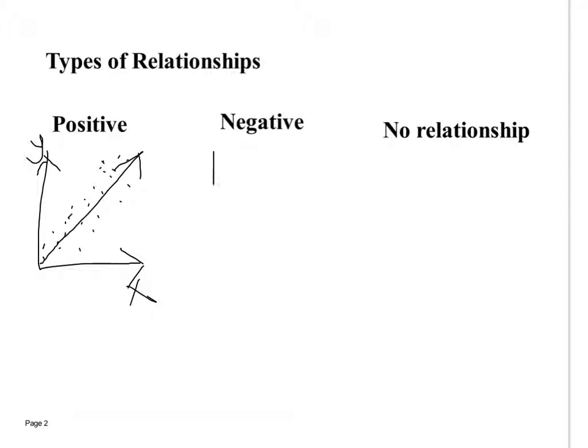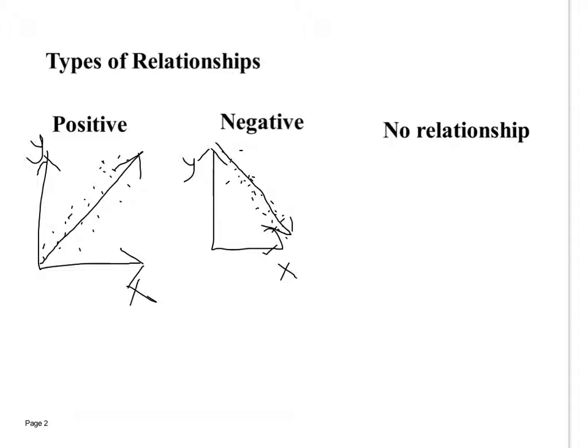Negative relationship is as X gets bigger, Y gets smaller. It goes down and to the right. This is a negative relationship, such as time spent playing video games versus test scores.